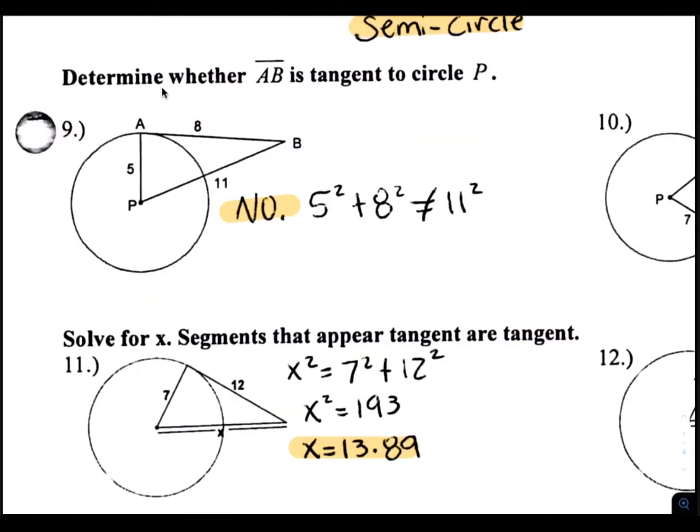For number 9, determine whether AB is tangent to circle P. The answer is no, because when you put these numbers in the Pythagorean theorem, that's 5, 8, and 11, it is not equal. 5 squared plus 8 squared does not equal 11 squared. So the answer is no, this is not a right triangle, which means this is not a tangent.